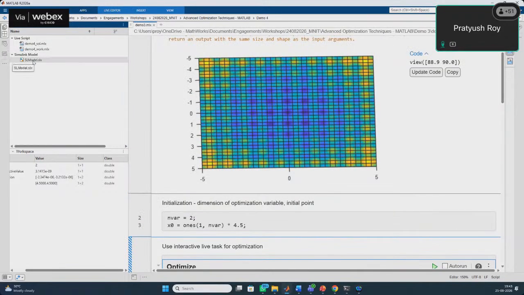But first, let me tell you what we are trying to solve. So we have a Simulink model which has an engineering sort of design captured. Let me click on this and show it to you.